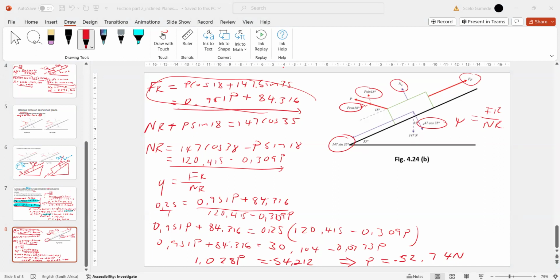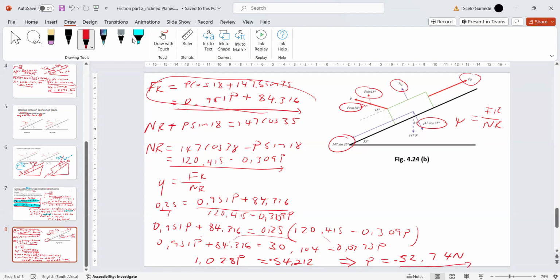This one, obviously negative, will come this side and add with the P, you get 1.028p. And then the 84 will come this side and subtract, you get negative 54,212. Then you divide both sides by 1.028, you get negative 52.74.